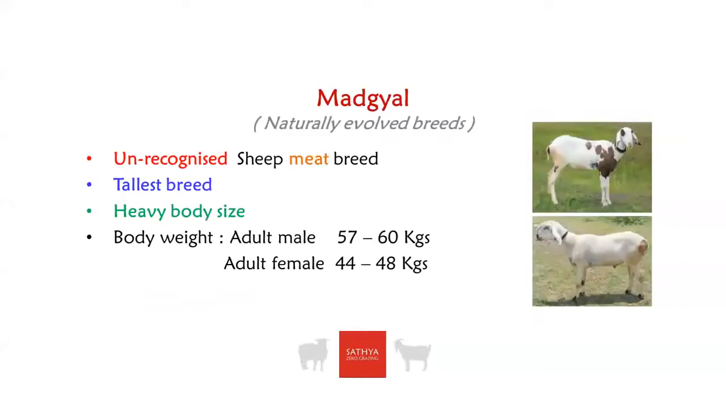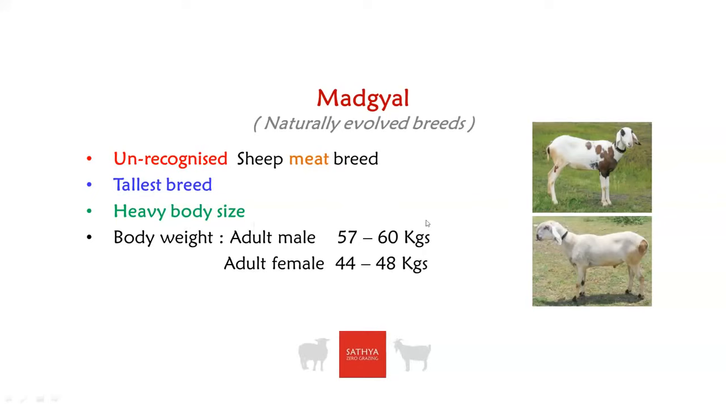Here I am trying to explain one more breed, that is the Mudgal breed. This is also a naturally evolved breed, but it is not recognized as a high prolificacy breed. While explaining high prolificacy sheep breeds, I thought it is appropriate to explain the Mudgal breed also. It is an unrecognized sheep meat breed, but it is the tallest and heaviest breed.